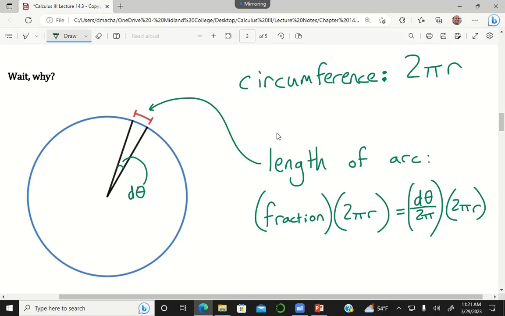So then the 2 pi's are going to cancel each other, numerator and denominator, and the arc length here is going to be d theta times r, or I could say r d theta. That would be the length of this little arc along my circle. Does that make sense? Okay.